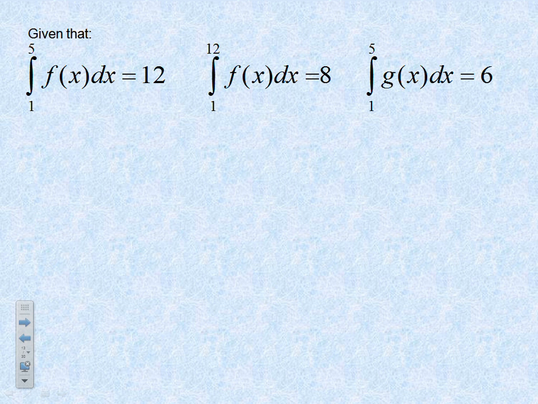Finally, if I drew function g from 1 to 5, the integral, or the area under that curve, would be 6 units. Now, I can take those 3 facts and answer a bunch of other questions, like find the integral from 1 to 5 of 3 times f of x plus 5 times g of x. Get that in your head?